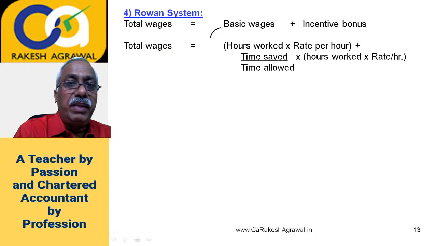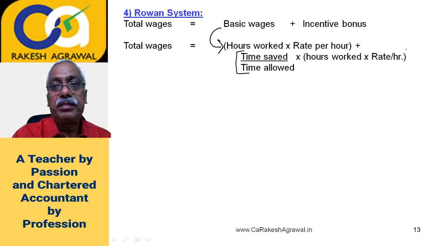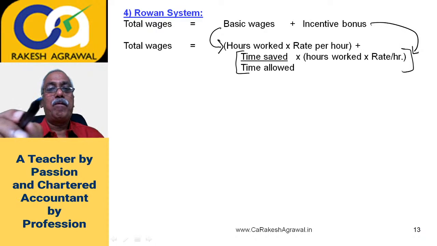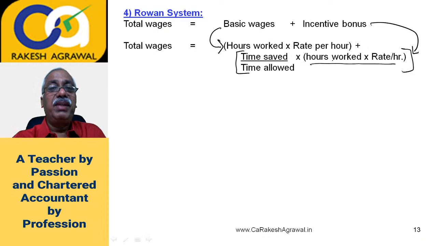Basic wages is hours worked into rate per hour, no change. This is the formula for incentive bonus. See how this formula is designed. It is time saved upon time allowed into hours worked into rate per hour. Now hours worked into rate per hour means basic wages, again. But you are taking what proportion of basic wages? Proportion of time saved to time allowed of basic wages is the bonus amount.